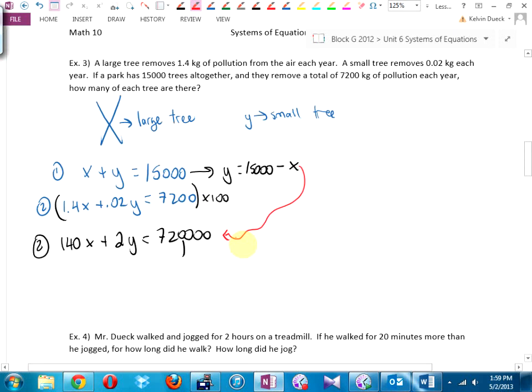Logan, can you read me this black equation right here, starting with the y? 15,000 minus x, which means wherever I see a y, what can I replace it with? 15,000 minus x. So I'm going to go over here. 140x plus 2 times 15,000 minus x equals 720,000.